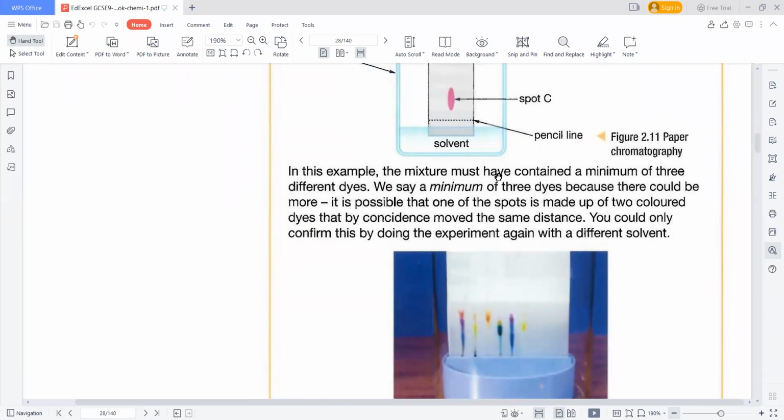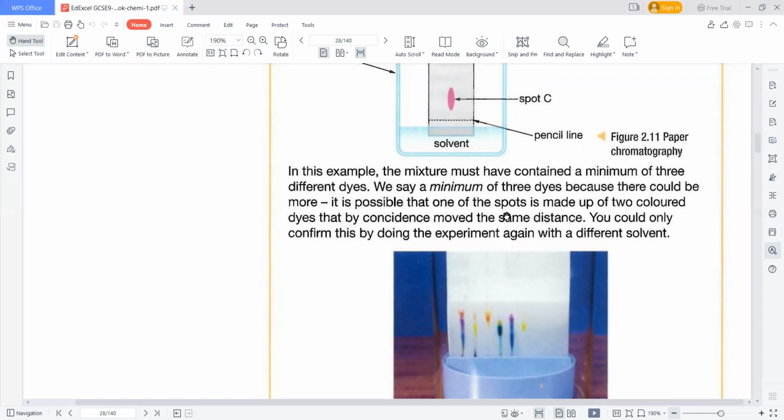In this example, the mixture must have contained a minimum of three different dyes. That is the requirement of the experimentation. We say a minimum of three dyes because there could be more. However, at school level experimentation, you can go with three dyes. They are going to be enough.